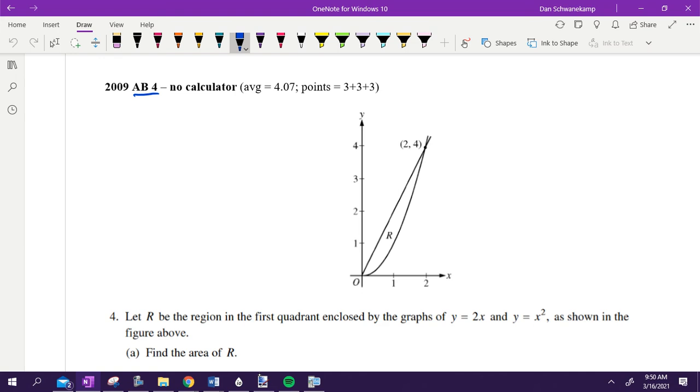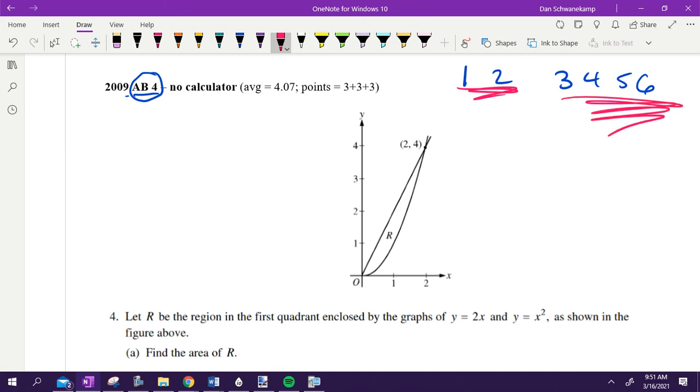Okay, this question, 2009, it is AB question number 4. So we'll do this all the time, but there are 6 questions in free response. The first 2 always are calculator. So if I give you a free response question and it says number 1 or number 2, it's calculator. If I give you a question that's 3, 4, 5, or 6, it's non-calculator. This is number 4. That's why it's non-calculator.